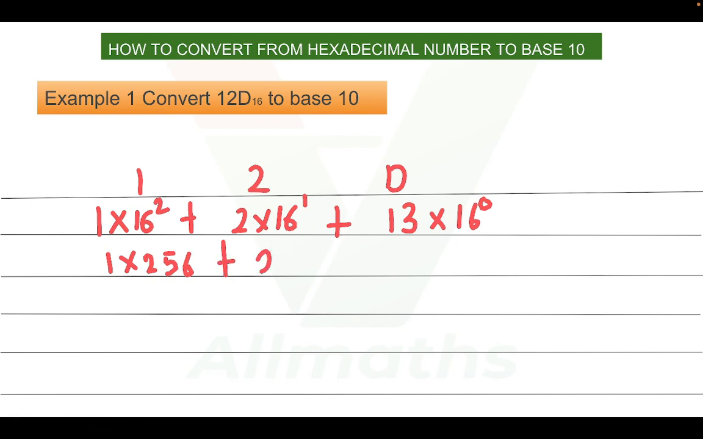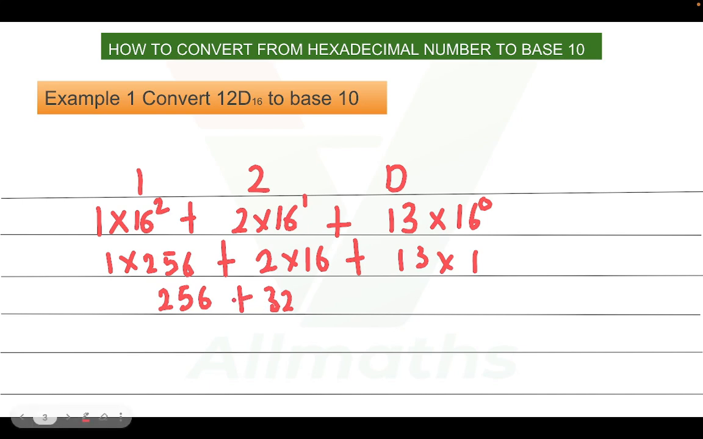2 multiplied by 16 raised to the power 1, which is 16. Addition is still intact. 13 is multiplying 16 raised to the power 0. As I've explained in my previous video, anything raised to the power 0 is 1. So we have 256 plus 32. Let me write my addition sign clearly. Then plus 13. If you add this together carefully, you should be having 301, which implies that your 12D, a base 16 number, is the same as 301 in base 10.